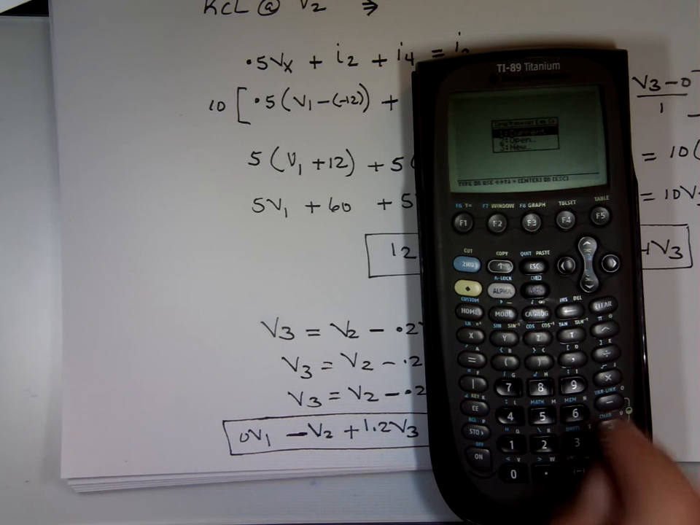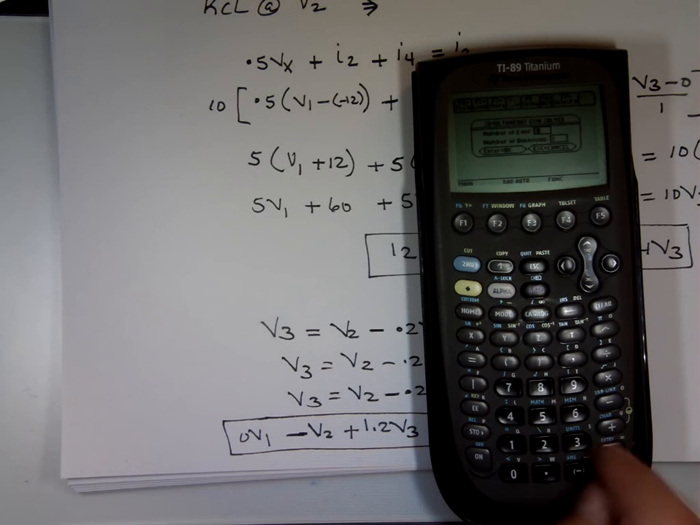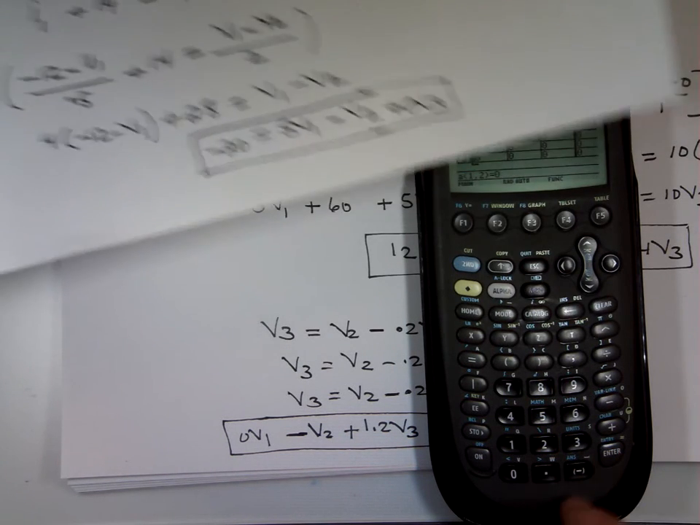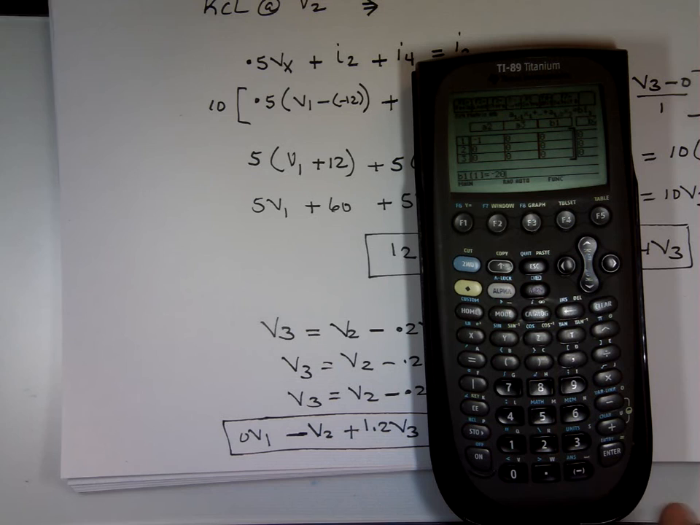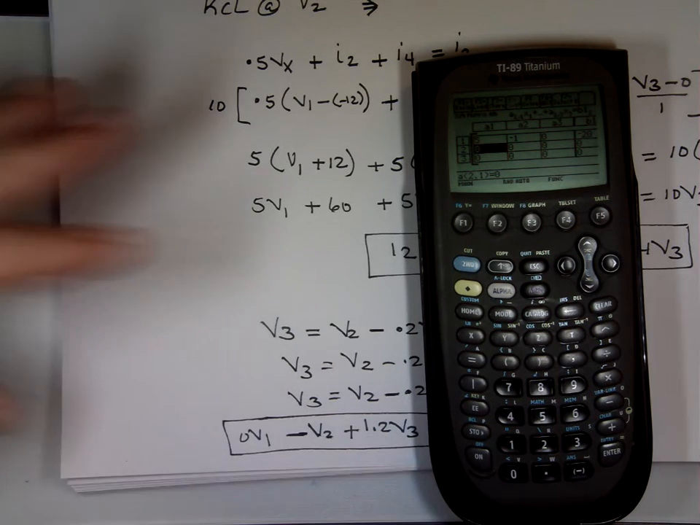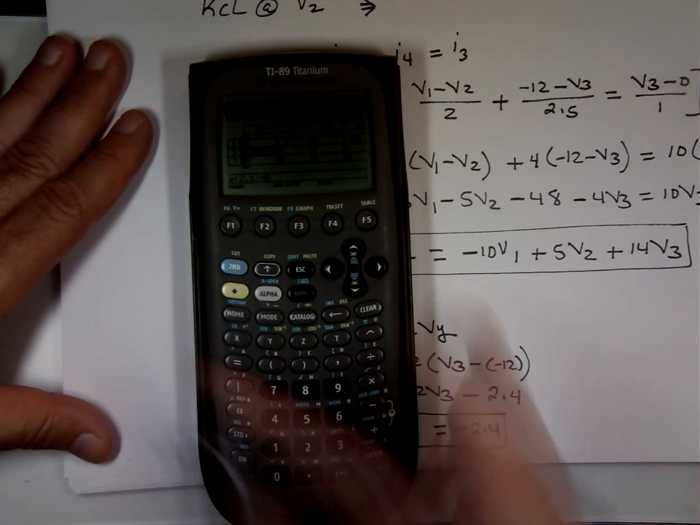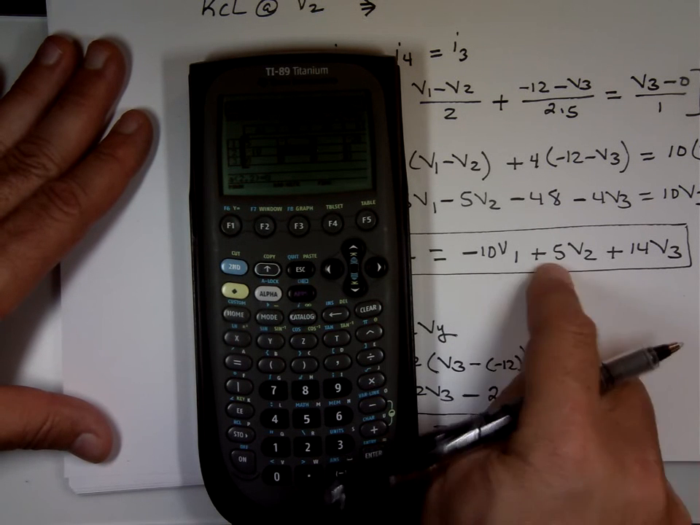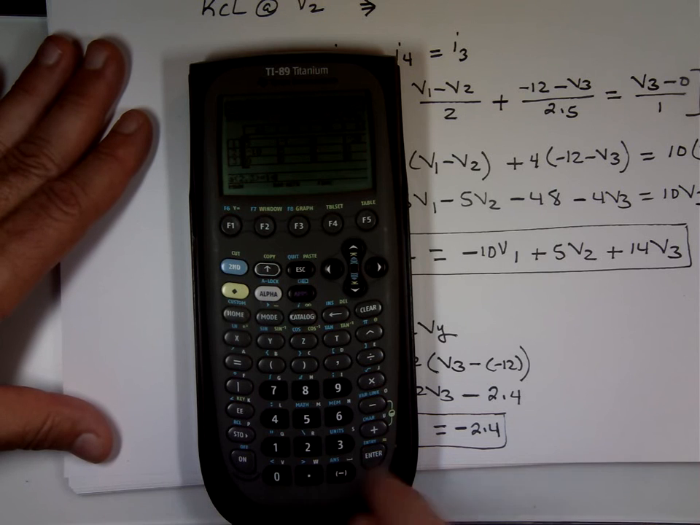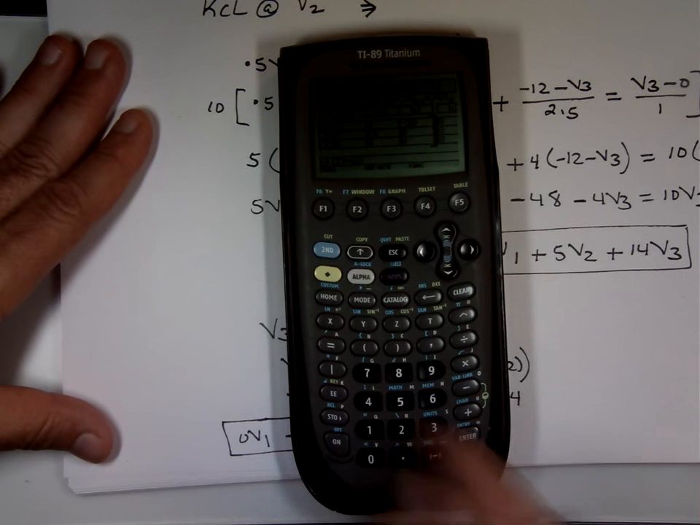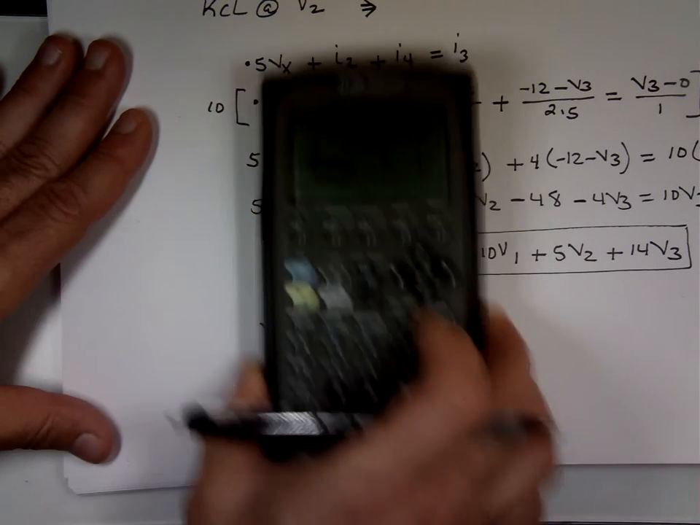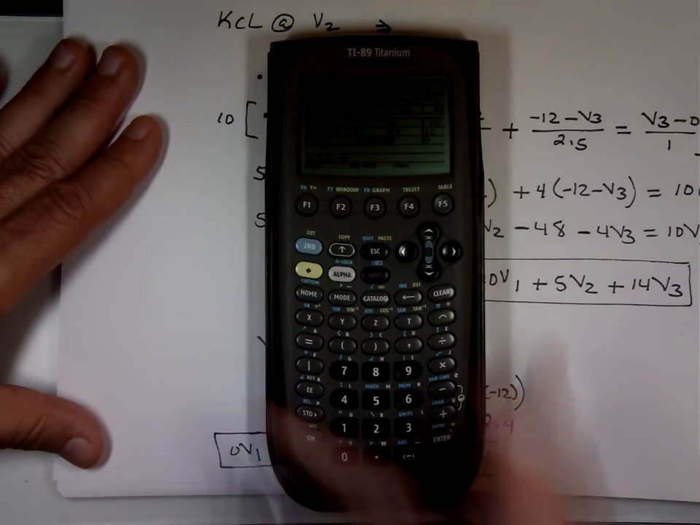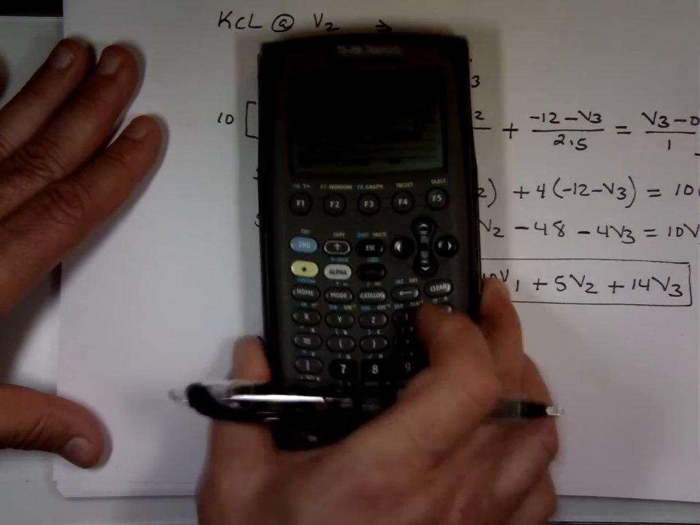So 3 equations by 3 unknowns. Let me begin with this. 5, negative 1, 0, negative 20. That's the first equation. The second equation, negative 10, 5, 14, and the answer is 12. Third equation, 0, negative 1, 1.2, and negative 2.4.